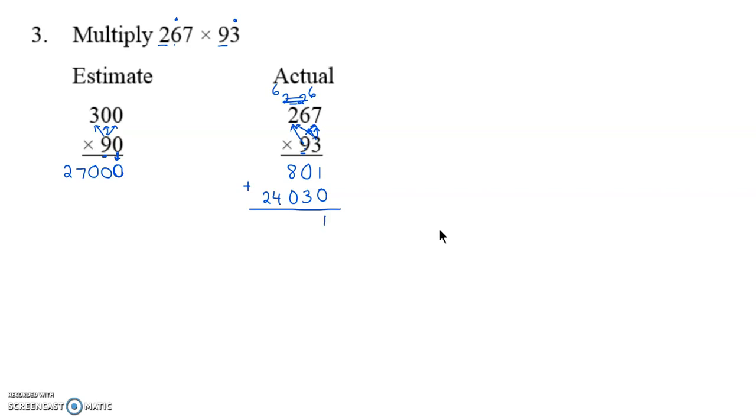1 plus 0 is 1. 0 plus 3 is 3. 8 plus 0 is 8, and I've got to bring my 4 and my 2. 24,831 is close enough to 27,000. I can be confident I've done this correctly.